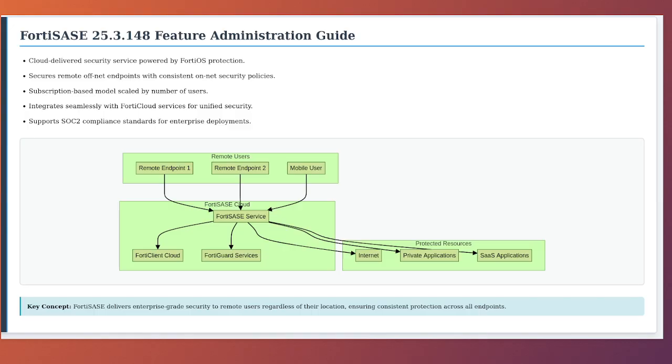FortiSASE is designed to address the security challenges of modern distributed workforces. As organizations increasingly adopt remote and hybrid work models, securing endpoints and user traffic regardless of location has become paramount. FortiSASE solves this by ensuring that remote off-net endpoints receive the same level of security protection as when they are on the corporate network. The service operates through a subscription model based on the number of users, making it scalable and cost-effective for organizations of all sizes.